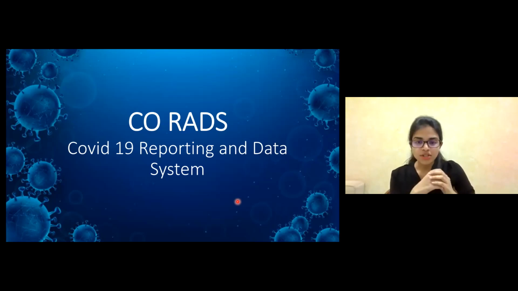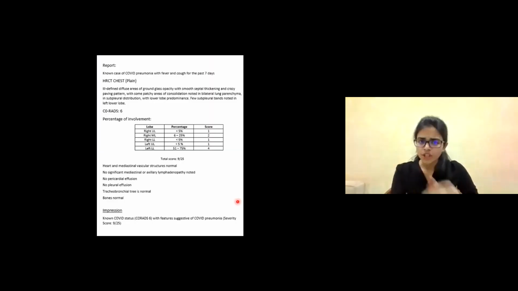And we will also discuss a few additional topics that are related to reporting the CT of a COVID or COVID suspect patient. Right. So let's begin. What you see in front of you is the CT chest report of a proven COVID-19 patient.